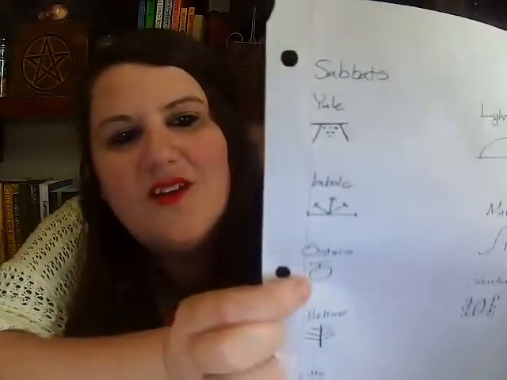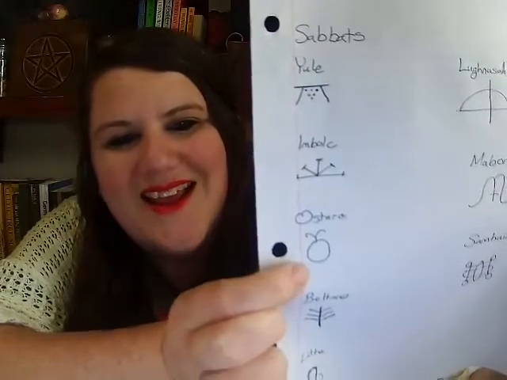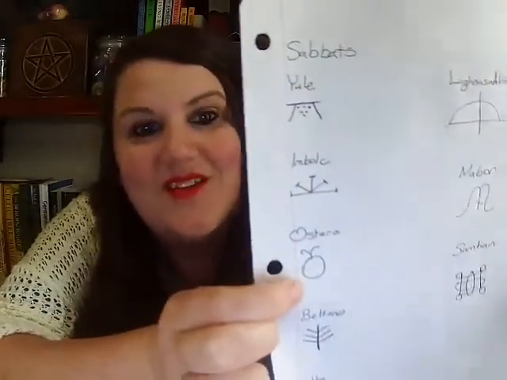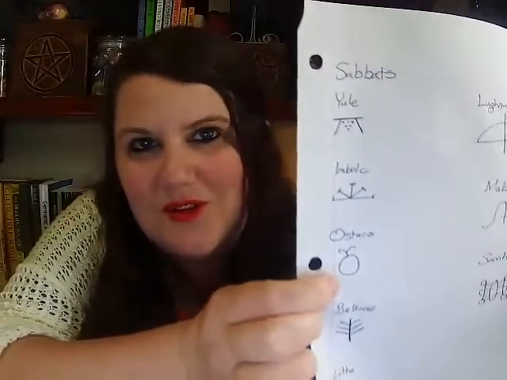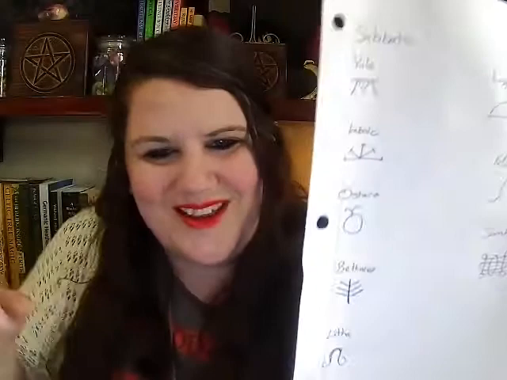Then we have Ostara, which is the little circle with what looks like antennae coming out. This makes me think of insects, obviously. And of course, around this time of year, you do start seeing some of them carefully creeping out of their winter hideaways.